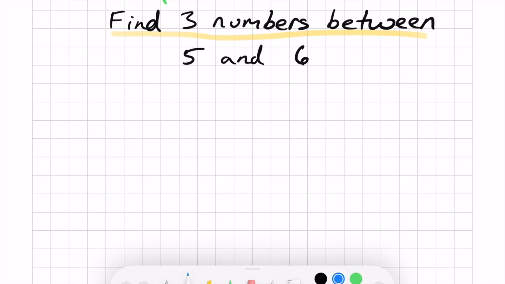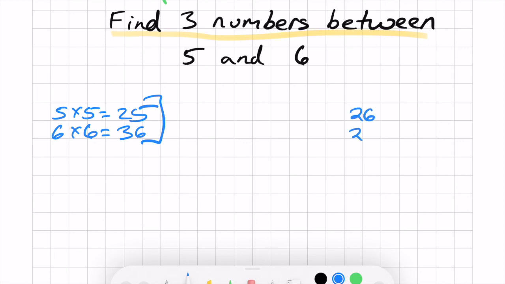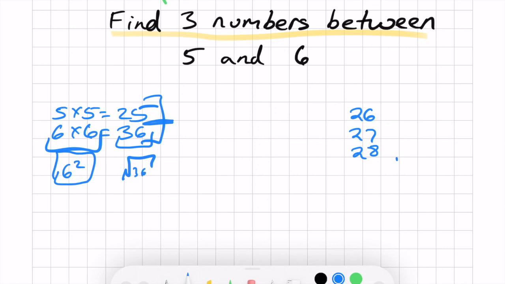Okay, so I know that 5 times 5 equals 25, and 6 times 6 equals 36. So I know that they're going to be in between there somewhere, right? So I know that 26 would be between, 27 would be between, and 28. All of them would be in between these two numbers because if I square 6, it is 36, or if I take the square root of 36, it will be 6.